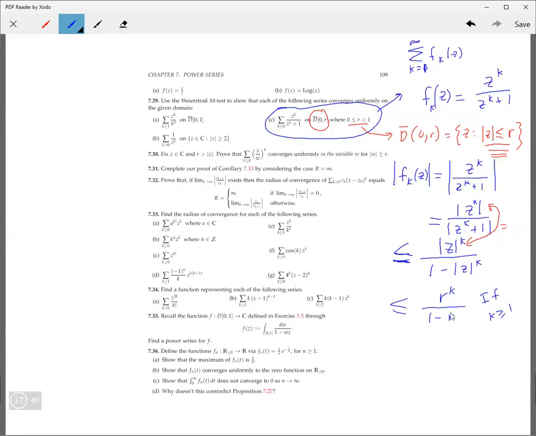Now, it doesn't really matter where it starts. You can start it off, if you start this from say 5 or whatever over here, then that's still going to converge uniformly. The first few terms don't affect convergence at all.